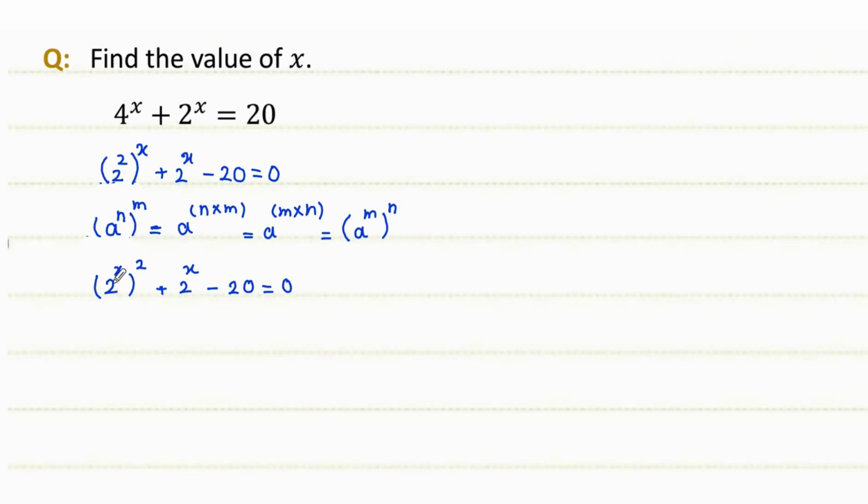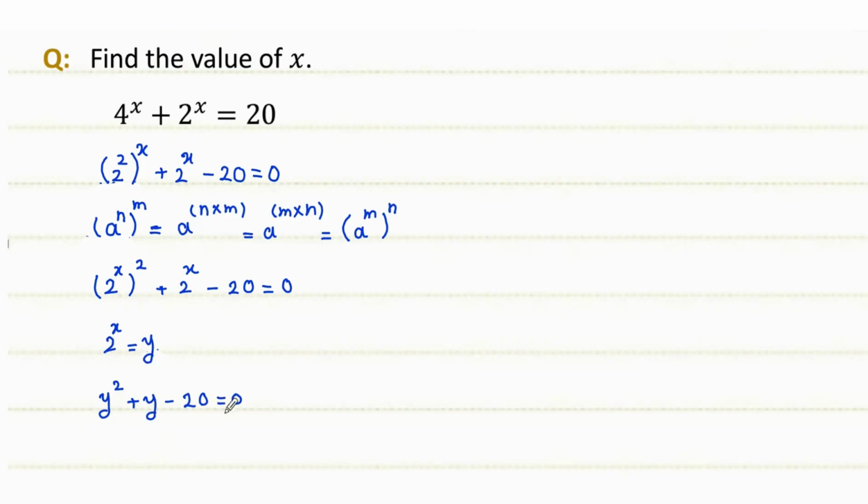Now, we have 2 to the power of x and this to the power of 2 and also 2 to the power of x in this equation. We are going to define a new variable. That's why we show 2 to the power of x by y. So if we substitute y in this equation, we would have y to the power of 2 plus y minus 20 equal 0.